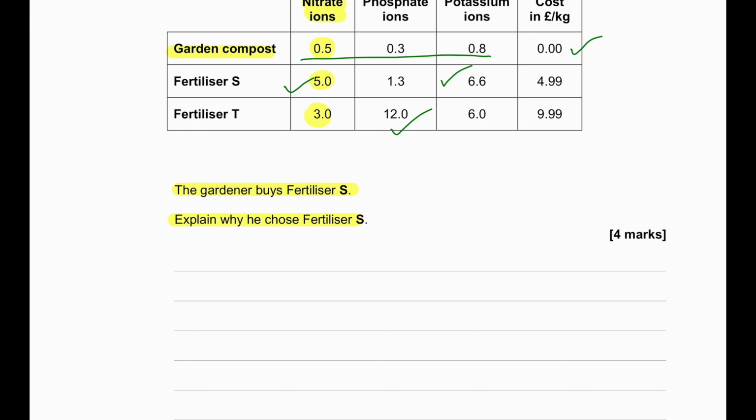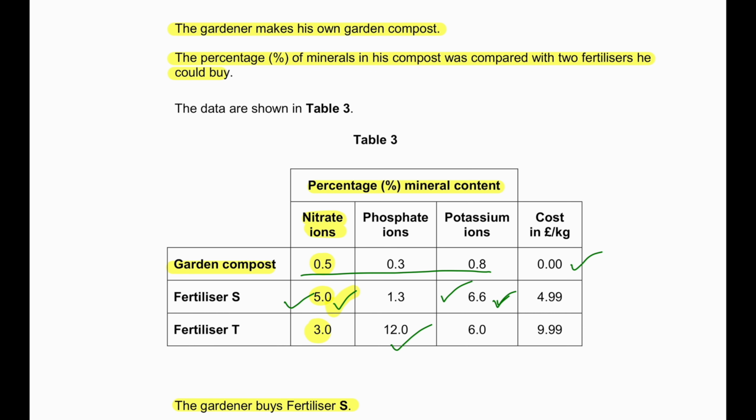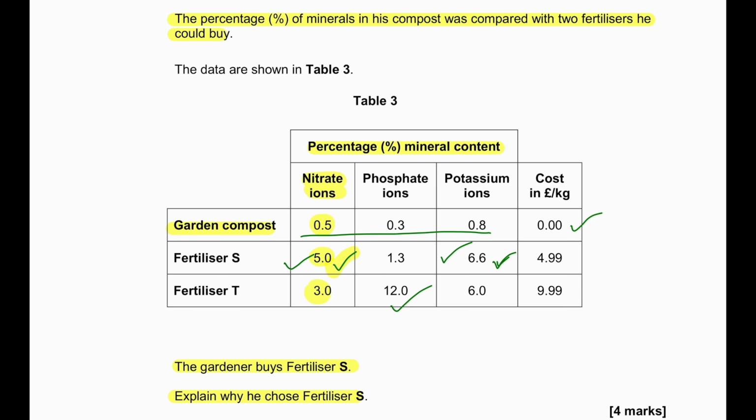Explain why he chooses fertilizer S. Since the plant needs nitrate for making protein, potassium for its general root growth, and phosphate for its general growth, healthy flowers and fruits. So fertilizer S has all of them in high proportion, in comparison with the cost.